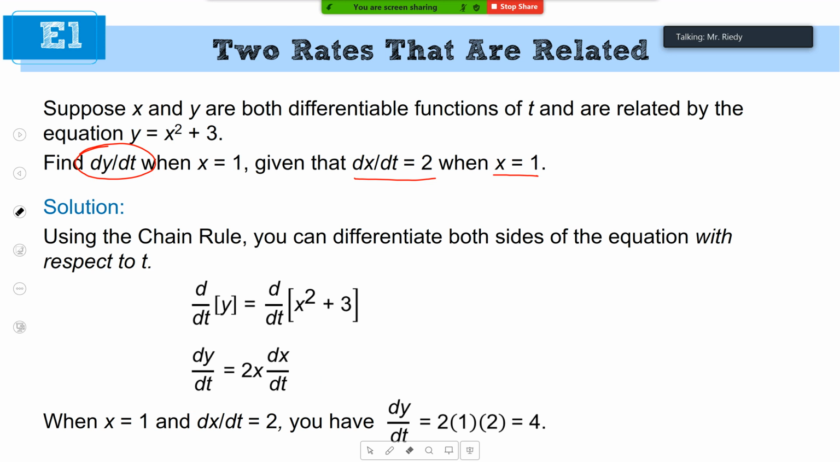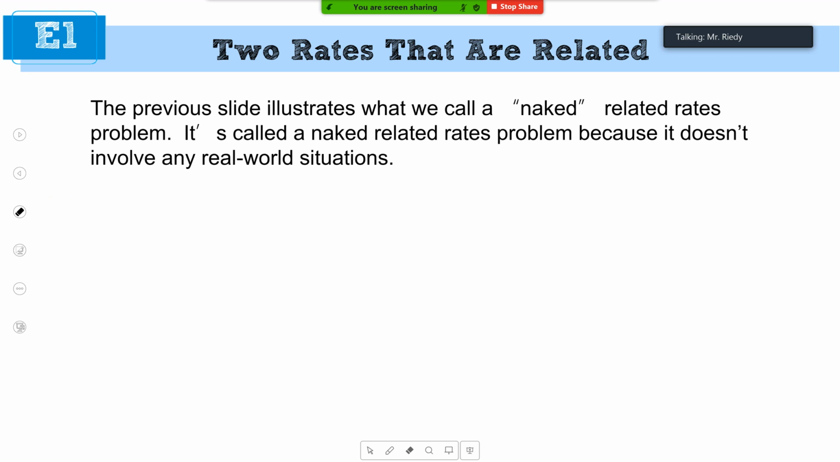Okay, problems? No problems. We're good? Okay, not very fun. Boring. That, by the way, is called a naked problem. It's called a naked problem because it is not tied to anything that we're going to do in the real world. We won't do a lot of naked problems because there's no fun in them. We want to look at all kinds of real world situations.